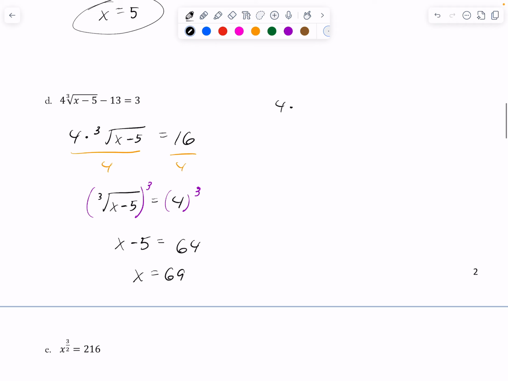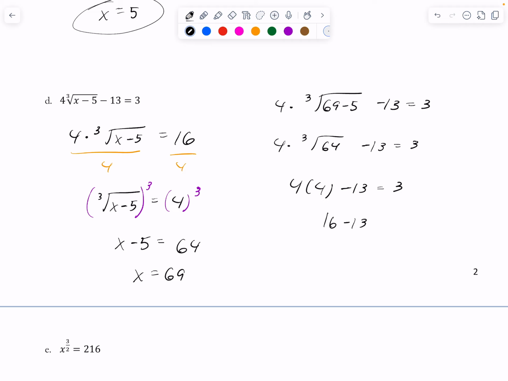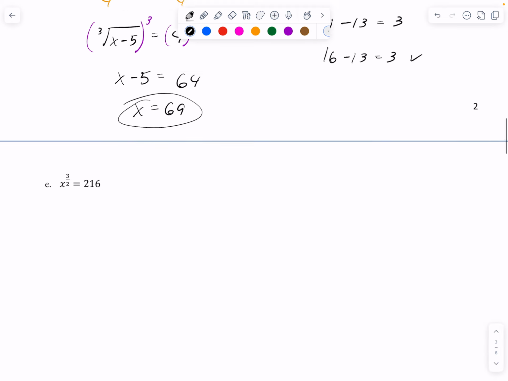Let's check it. So plugging in 69 for x, I'm hoping this is a true statement. That's going to be the cube root of 64. The cube root of 64 is 4. And then 4 times 4 is 16. 16 minus 13 is equal to 3. So this does work. So 69 is an answer that is correct. All right, let's do 2 more.